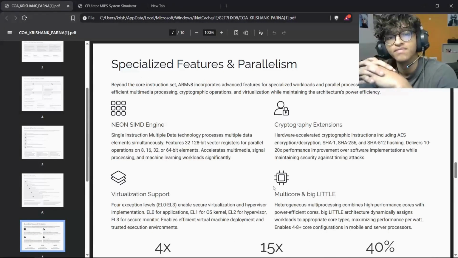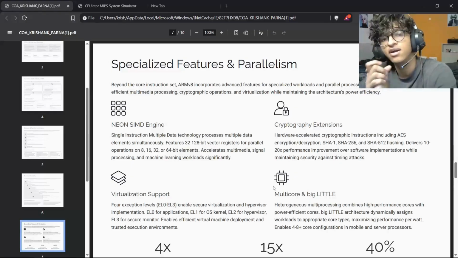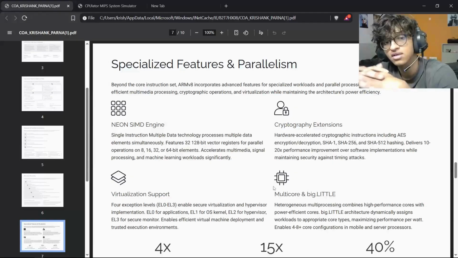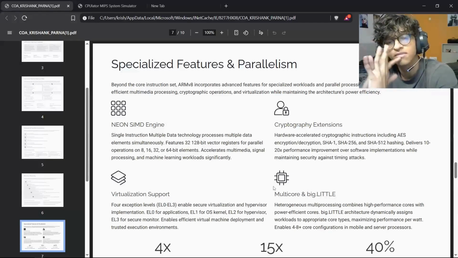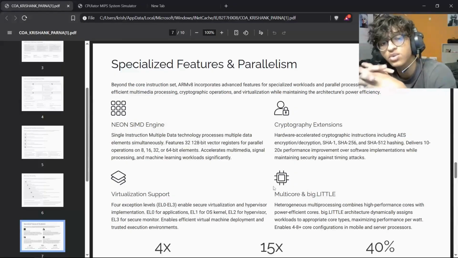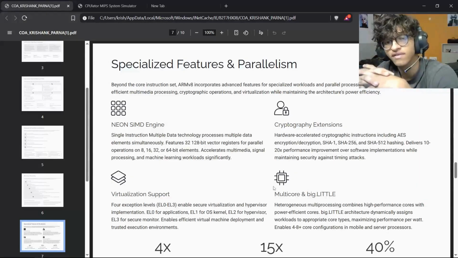Specialized features and parallelism. Beyond the core instruction set, ARM V8 incorporates advanced features for specialized workloads and parallel processing. These extensions enable efficient multimedia processing, cryptographic operations, and virtualization while maintaining the architecture's power efficiency. The NEON SIMD engine, single instruction multiple data technology, processes multiple data elements simultaneously. It features 32 128-bit vector registers for parallel operations on 8, 16, 32, and 64-bit elements. It accelerates multimedia, signal processing, and machine learning workloads significantly.